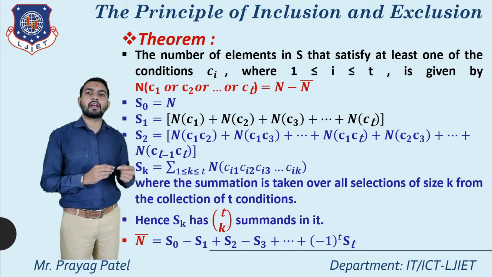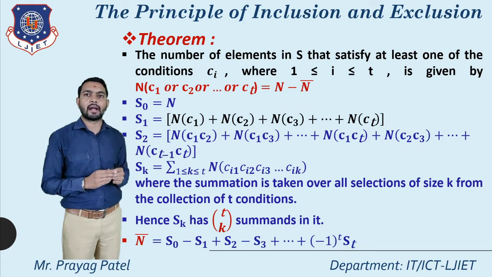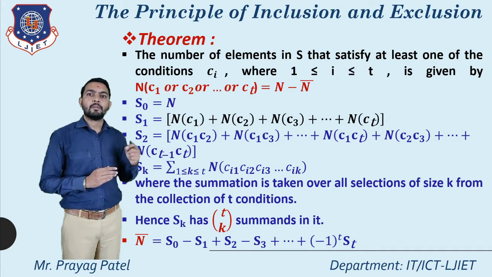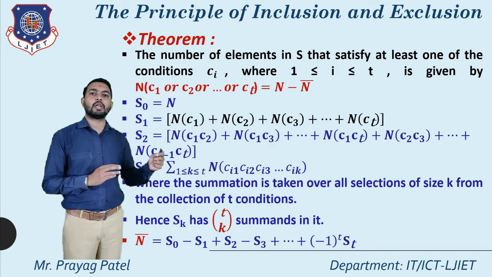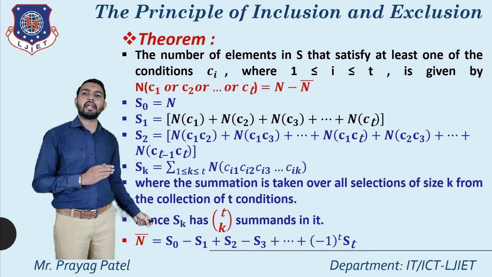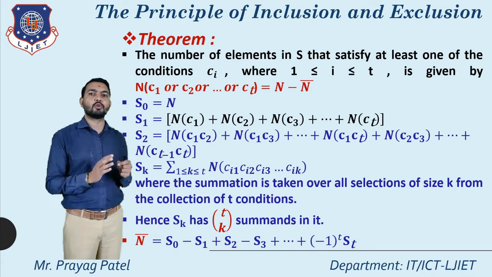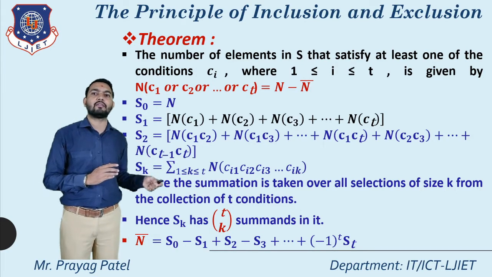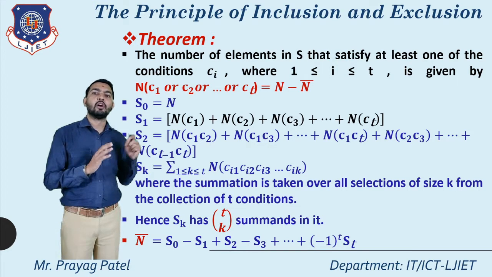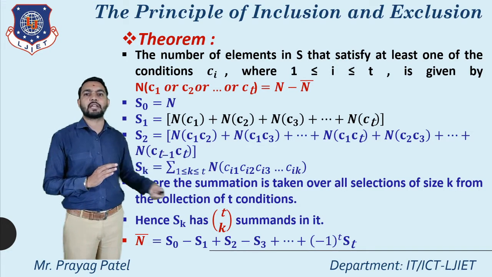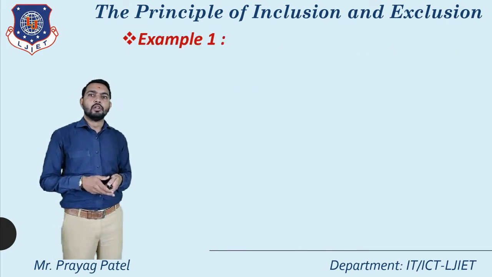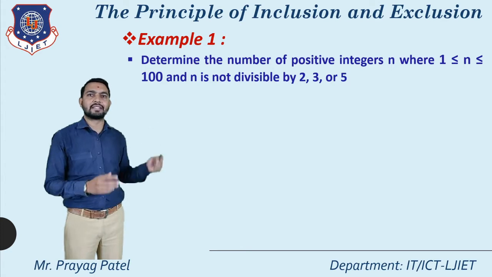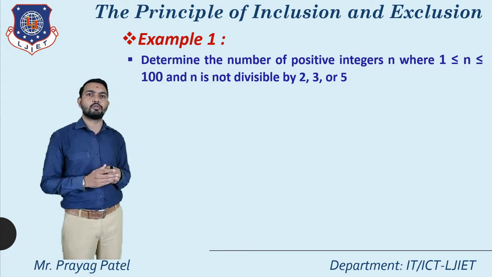So here the final equation for n bar is equal to S0 minus S1 plus S2 minus S3 up to minus 1 raised to t St. So this is another equation for the principle of inclusion and exclusion. We can write the equation like n minus sigma something, or we can write S0 minus S1 plus S2 minus S3 up to minus 1 raised to t St. Now using this theorem we consider one example of the principle of inclusion and exclusion.